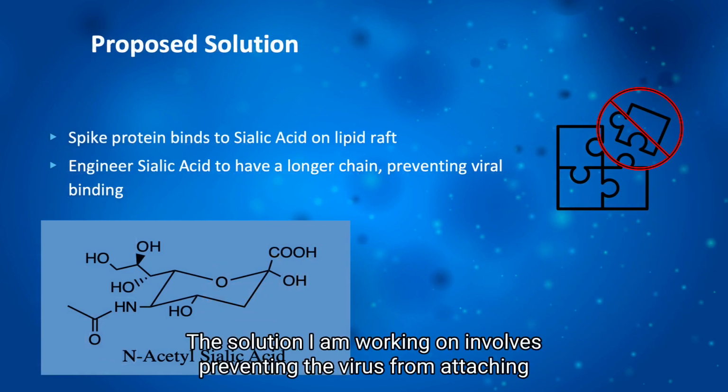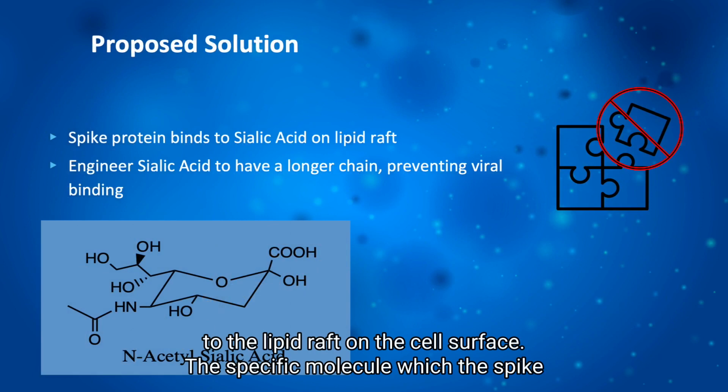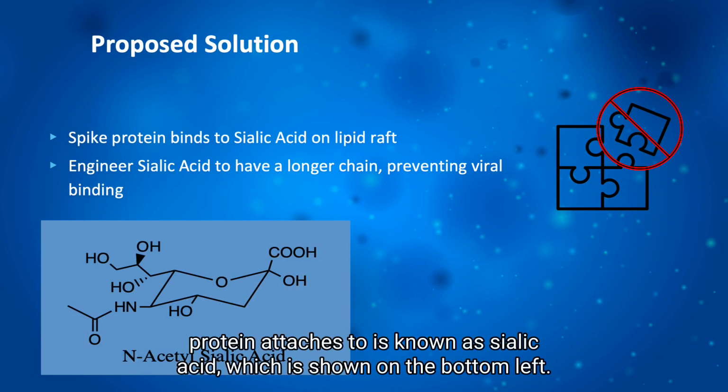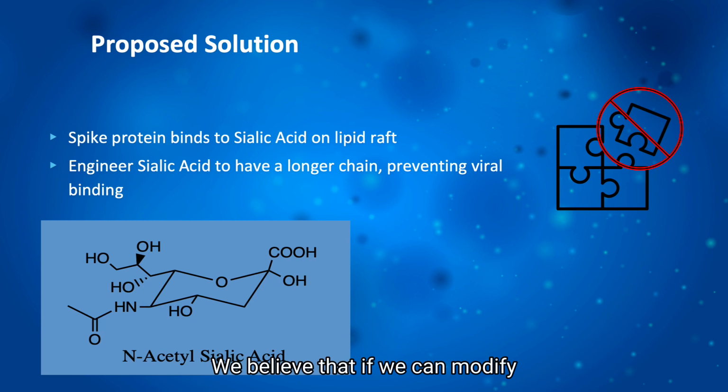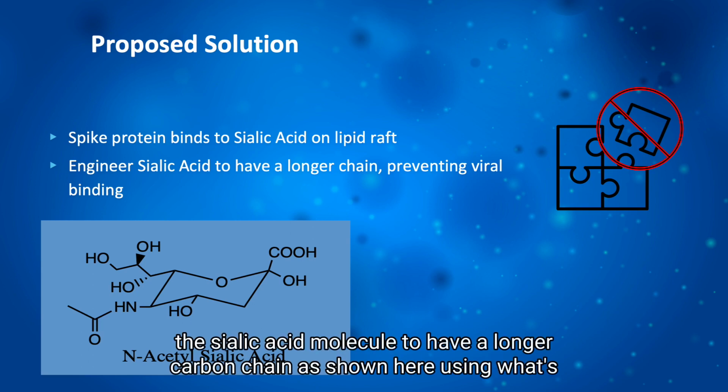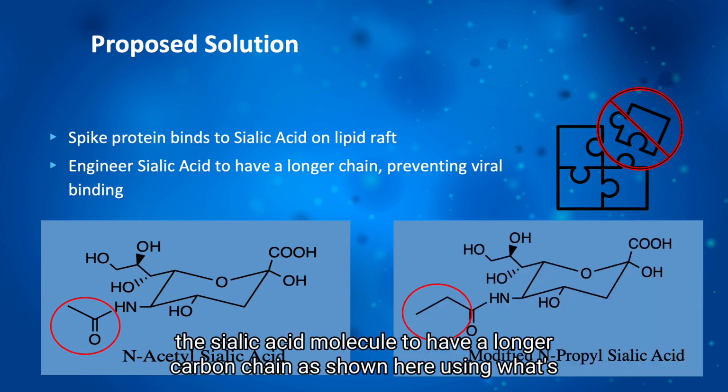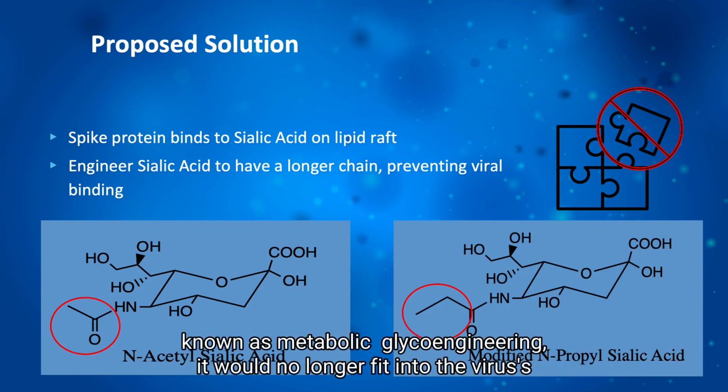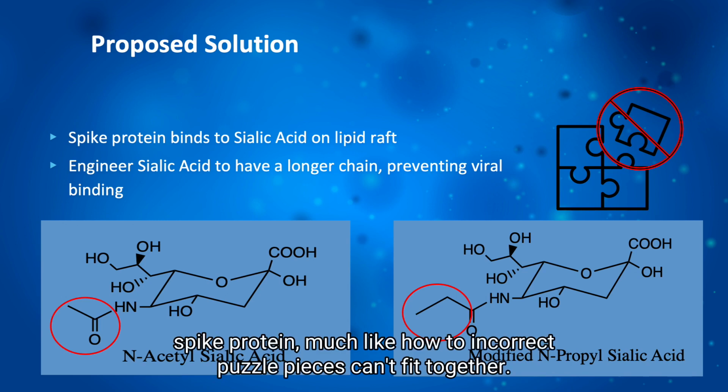The solution I am working on involves preventing the virus from attaching to the lipid raft on the cell's surface. The specific molecule which the spike protein attaches to is known as sialic acid, which is shown on the bottom left. We believe that if we can modify the sialic acid molecule to have a longer carbon chain, as shown here, using what's known as metabolic glycoengineering, it would no longer fit into the virus's spike protein, much like how two incorrect puzzle pieces can't fit together.